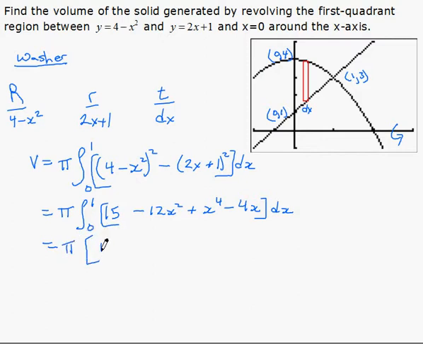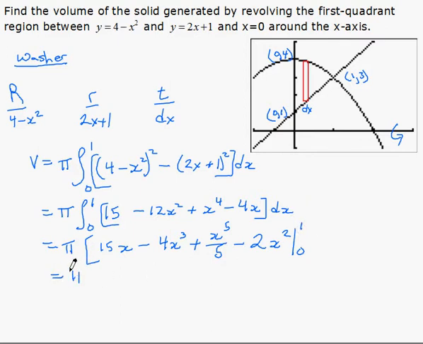The integration gives us 15x minus 12x cubed over 3. 12 over 3 is 4, so 4x cubed plus x to the 5 over 5 minus 4x squared over 2. 4 over 2 is 2, so 2x squared. That's evaluated from 0 to 1.